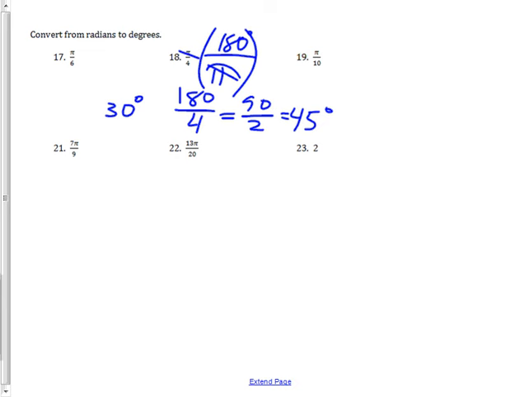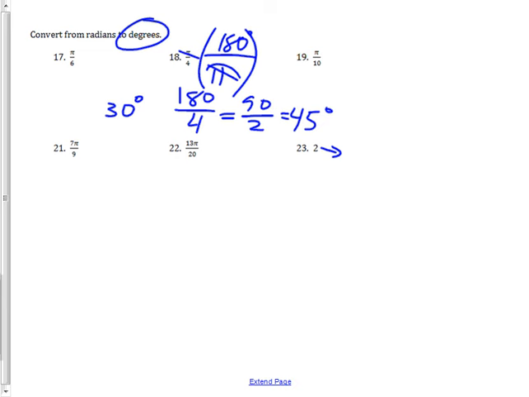What if it's just something like 2? That's kind of cryptic. How do I change that? I'm supposed to change it to degrees. What on earth is 2? 2 what? Is it 2 pi's? Is it 2 degrees? It's just 2.